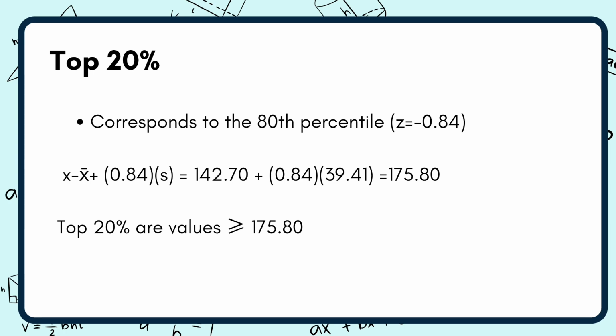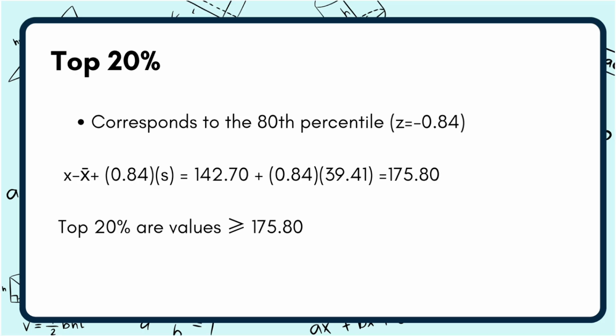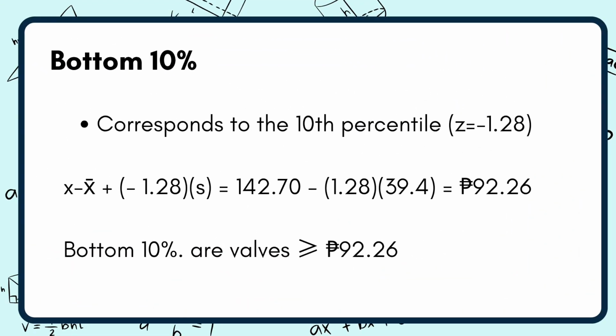After substituting the values, we got 175.80. This means scores that are 175.80 and above belong to the top 20%. And lastly, we solve for the bottom 10% using the 10th percentile with a z value of negative 1.28. The result is 92.26. This means scores that are 92.26 and below belong to the bottom 10% of the data.